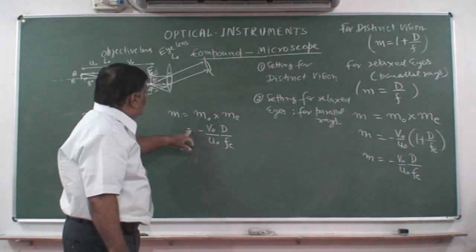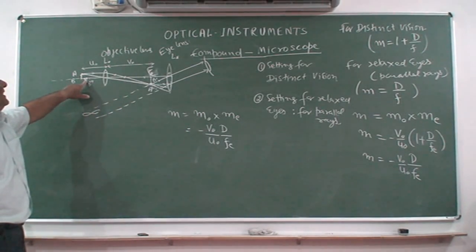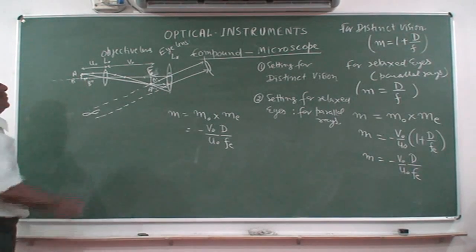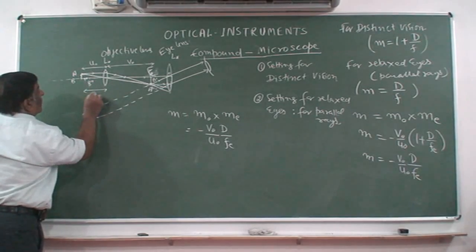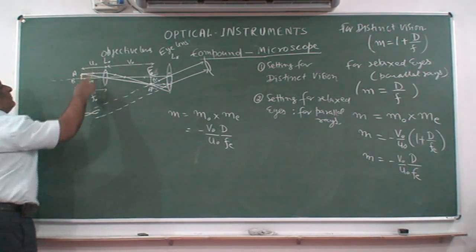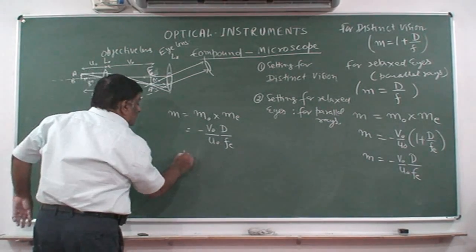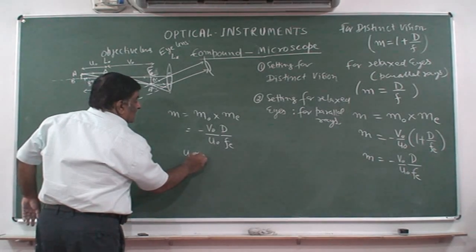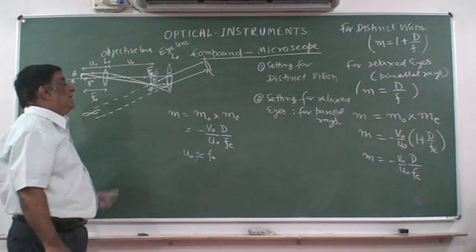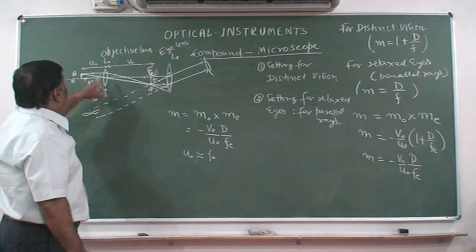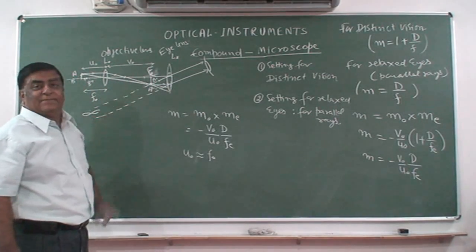Okay. Where do we keep the object? The answer is we keep the object very near to this focal length. So this distance u0 and this distance, the focal length of the objective, are approximately equal. So u objective is very roughly equal to FO. Now another thing, this VO, we make very large compared to this distance.